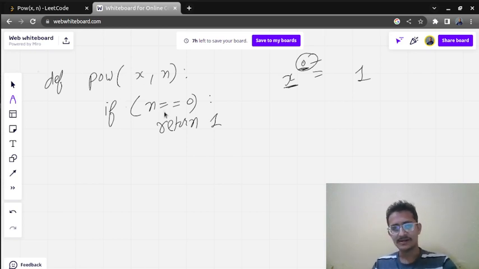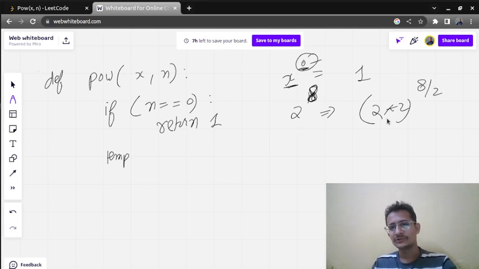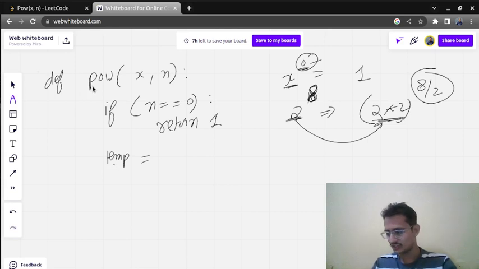Okay, this is done. Now what we were doing, suppose 2 to the power 10 was given to us. Sorry, let's take 2 to the power 8 as an example. It was 2 into 2 to the power 8 by 2. So the base was multiplied by itself and the power is reduced to half. So in temp I am going to call the same function, and this time I am going to reduce the power to half. So I will call the power function, and this time n will be reduced to half. It will become 8 by 2.